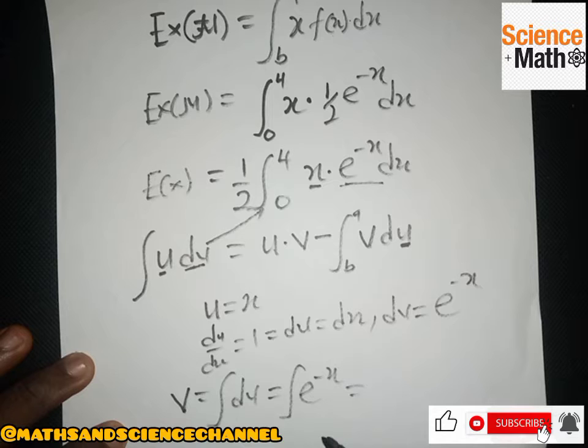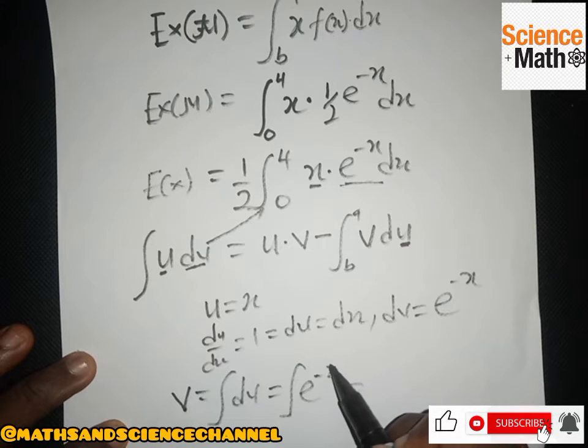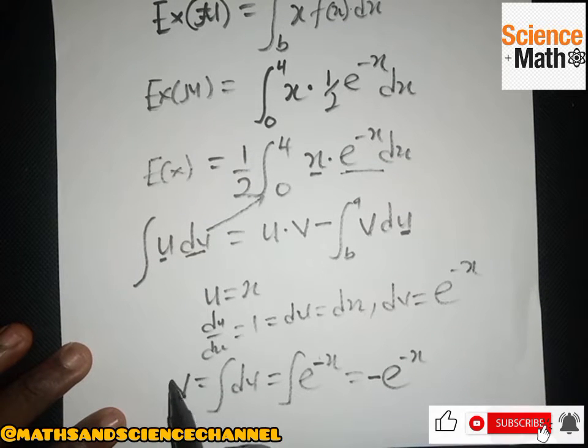Integrating this, we are focused on the exponent, so we drop it. When we differentiate negative x, sorry, we are going to get negative 1. So negative 1, then we drop it, so we have negative e to the minus x. That will be the value for v in this case.